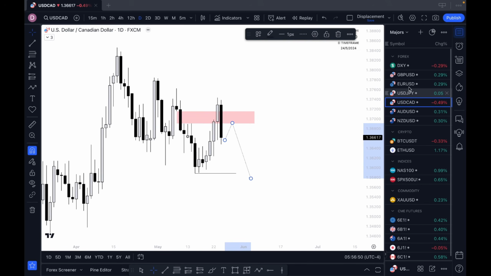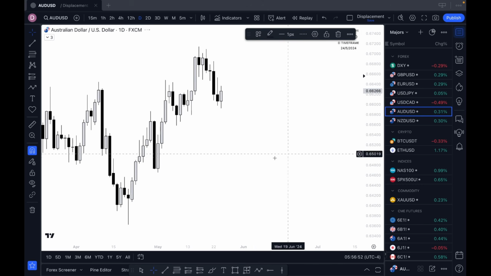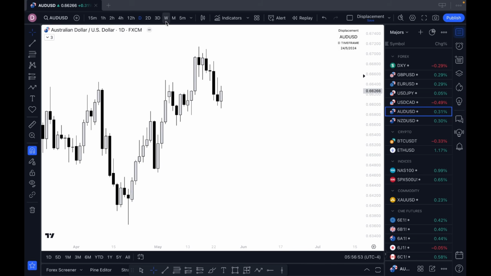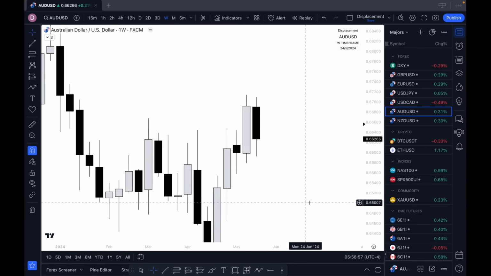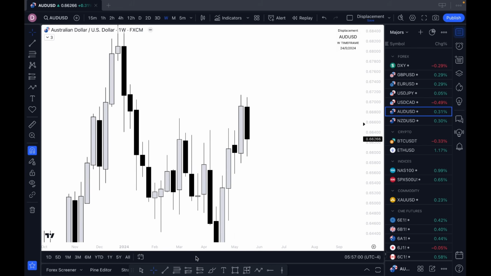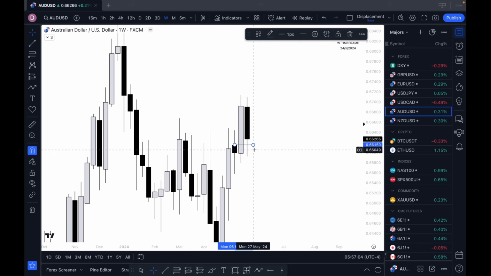Let's go to one more pair. We can go to AUDUSD. I will try to make it much quicker and keep it short. We have tapped this order block, so now we can target this. We have tapped this order block, and also we have the rejection block.